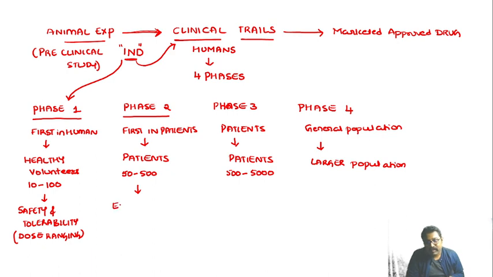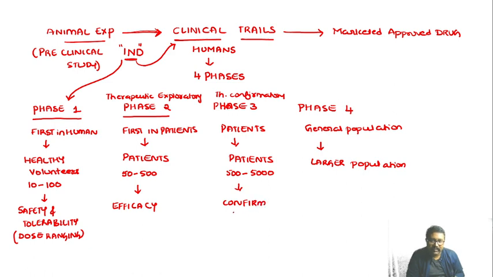Whereas in case of phase 2, it is the efficacy. You're going to check for efficacy in the patient. That's why it is called therapeutic exploratory study, where you're going to assess the efficacy of the drug on a limited number of patients. Whereas in case of phase 3, it is called therapeutic confirmatory study. That means you're going to confirm the efficacy in a larger group of patients.